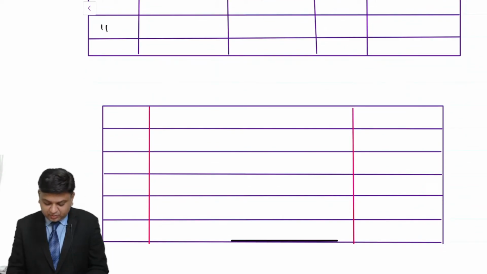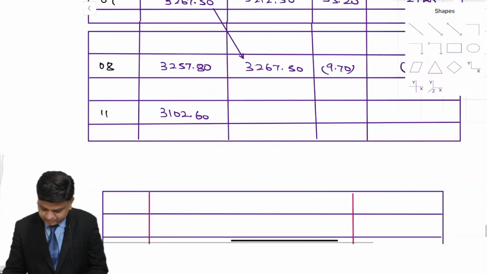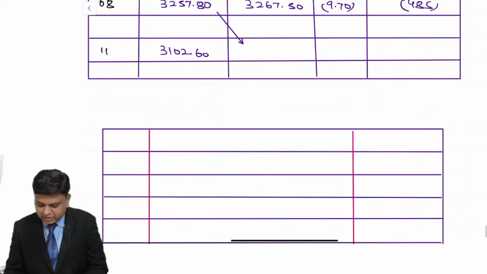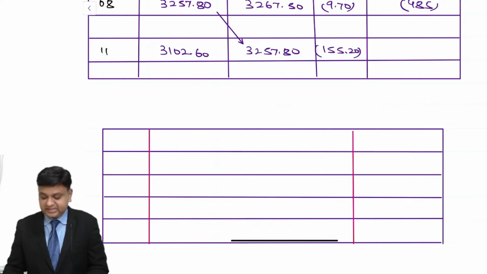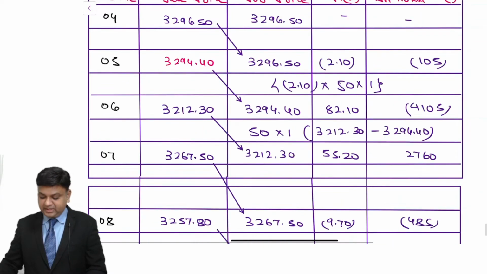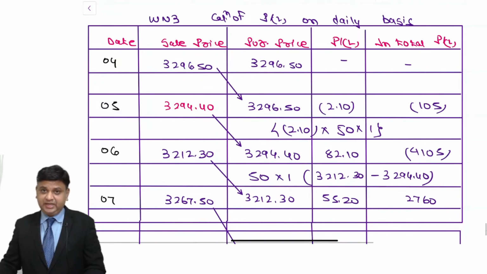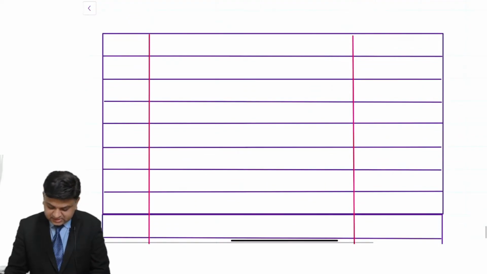Next date is 3102.6. So 3102.6 minus 3257.80, the difference of both of them is 155.2 into 50, 7760. This is the way we are required to make the computation of the profit or loss on a daily basis starting from 4th to 11th.